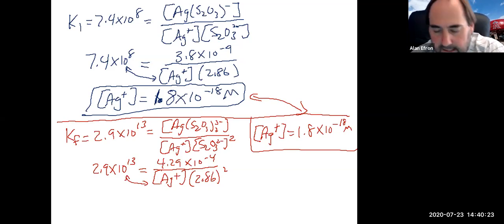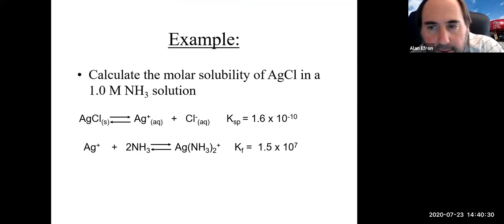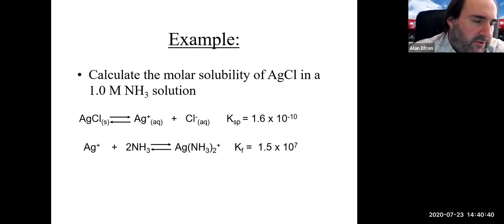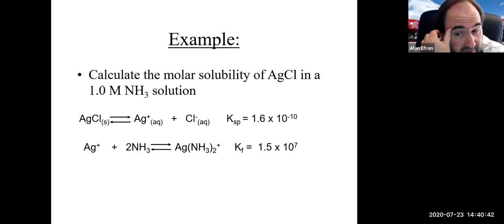All right, so let's take a look at another wrinkle on this. Let's take a look at this problem here and see what we come up with. In this problem, we want to calculate the molar solubility of silver chloride in 1 molar ammonia, NH3. And this right here is essentially what's happening. These two reactions are essentially what's happening in group 1 when you do your qualitative analysis.